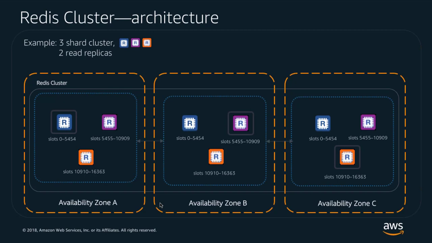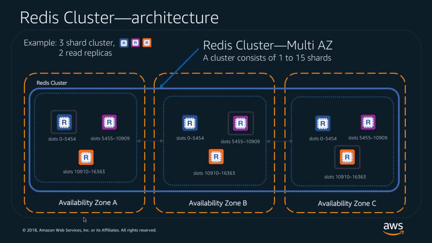So here's a quick look at how the Redis cluster architecture itself looks. What I'm showing here is essentially a 3-shard cluster. As you can see, the 3 shards are color-coded, each shard having a specific slot space that it addresses or contains. In this example, I've shown 2 read replicas per primary, or per shard.